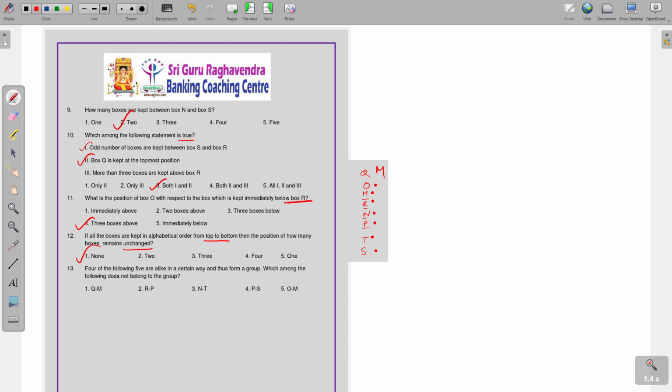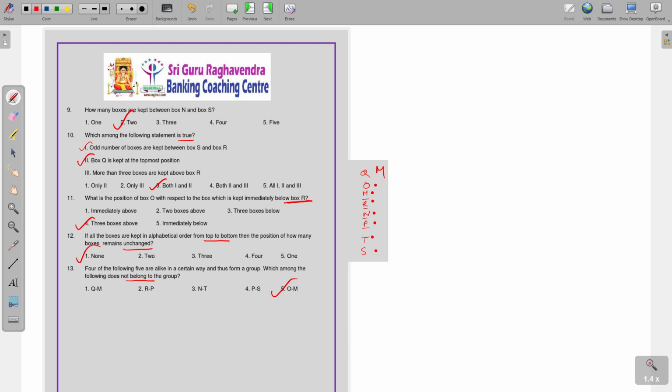Four of the following, so we have to find which one does not belong to the group. Between Q and M, one person is there. Between R and P is also one person, and N and T one person, and P and S, between P and S one person. And O and M, there is no person sitting between O and M. Option 5 is the answer.